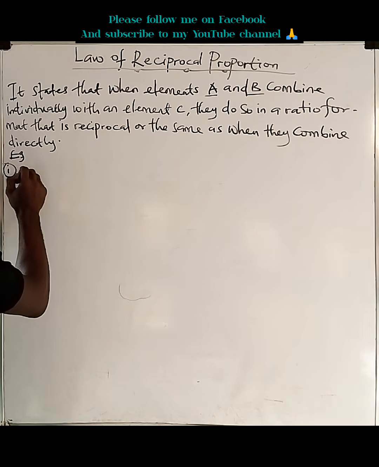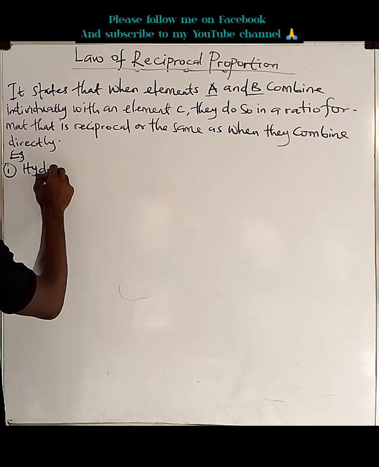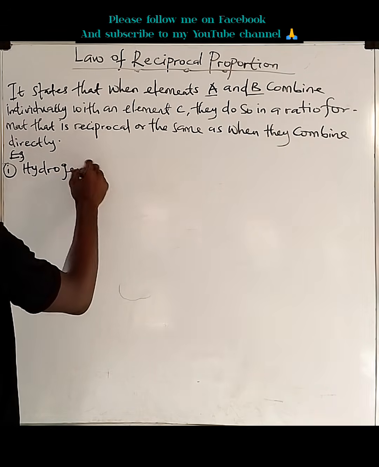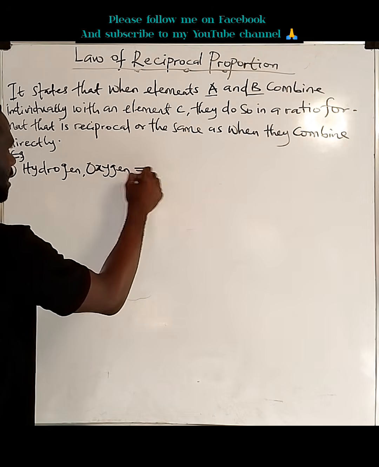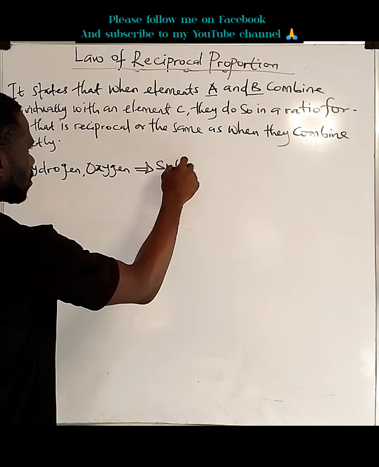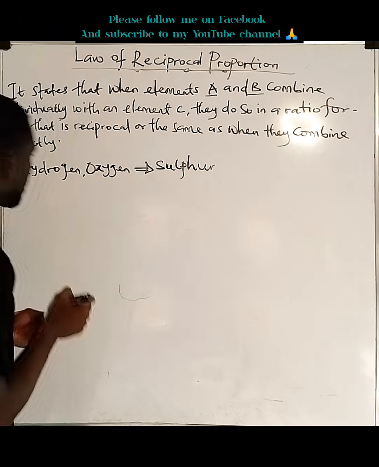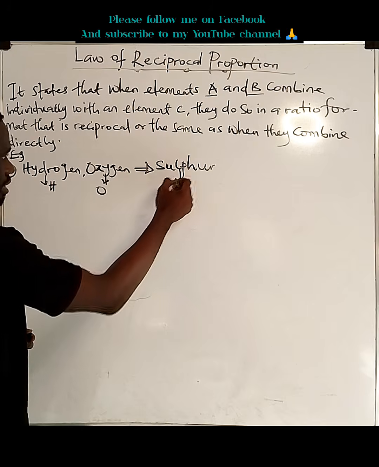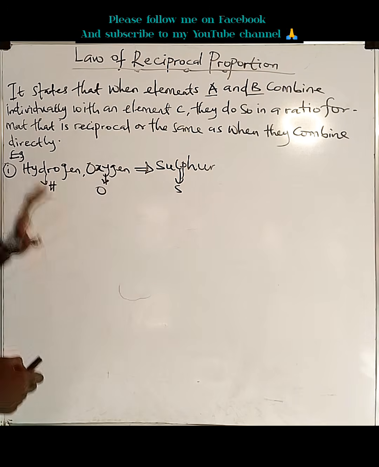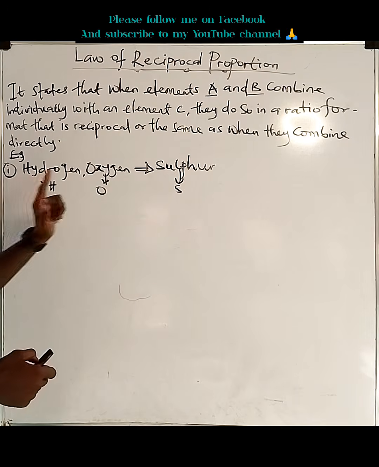This first major example, you have hydrogen, you have oxygen, hydrogen and oxygen combining with sulfur. So we're going to be looking at this first. Hydrogen, oxygen, and sulfur combining. Now, the two major players here are hydrogen and oxygen.